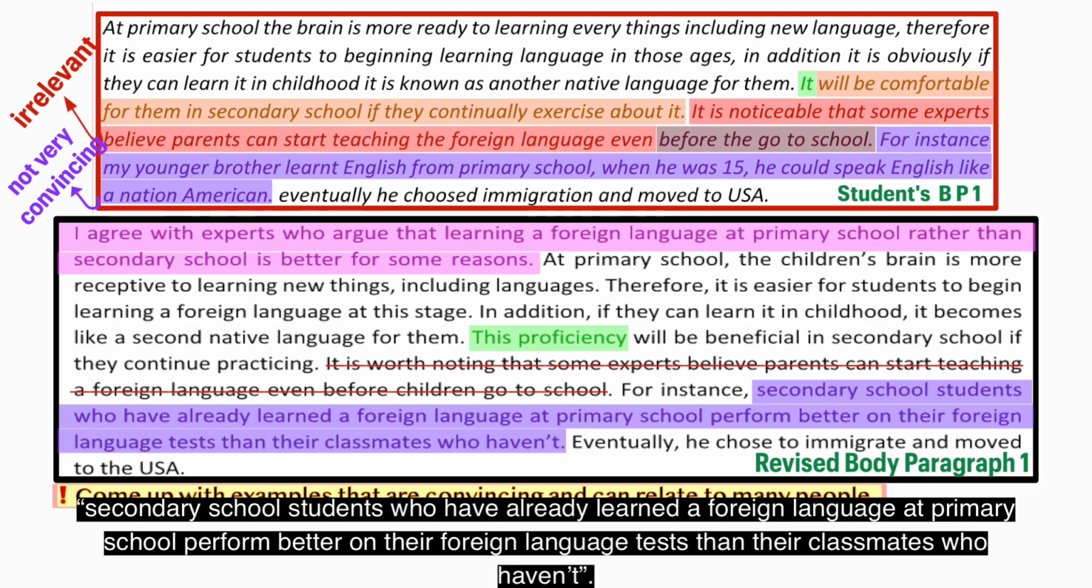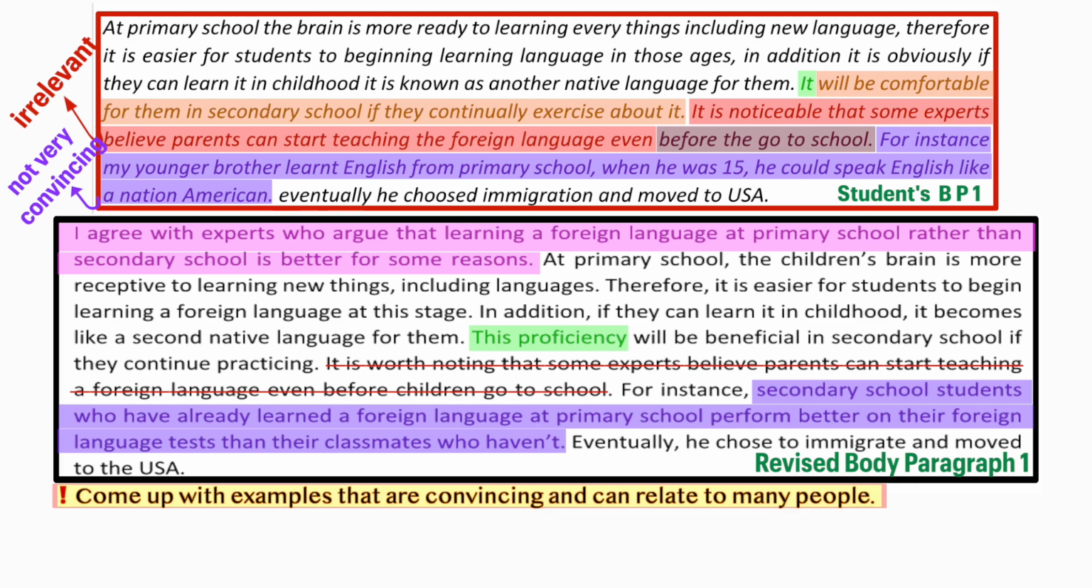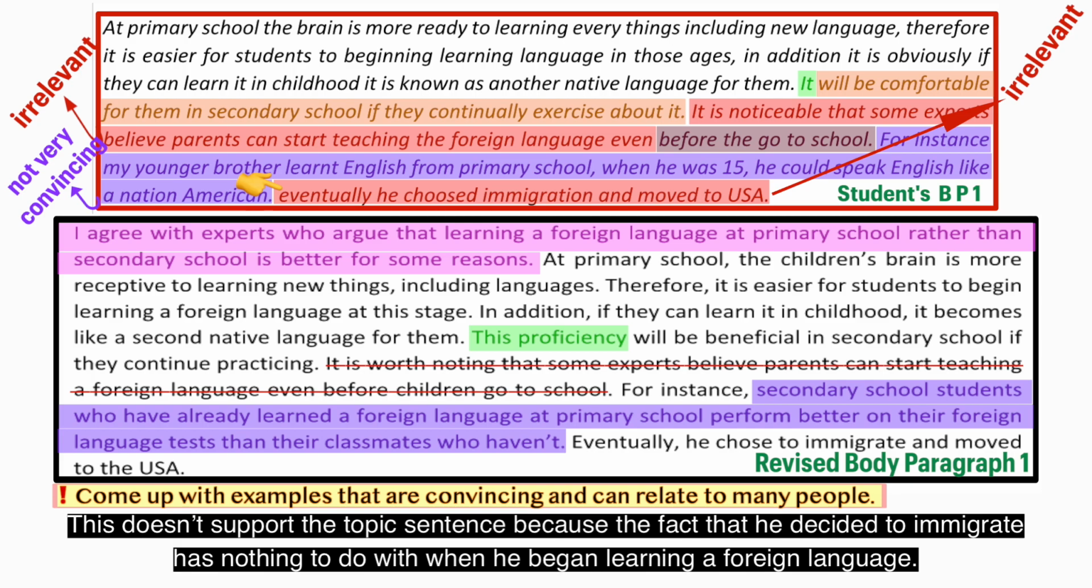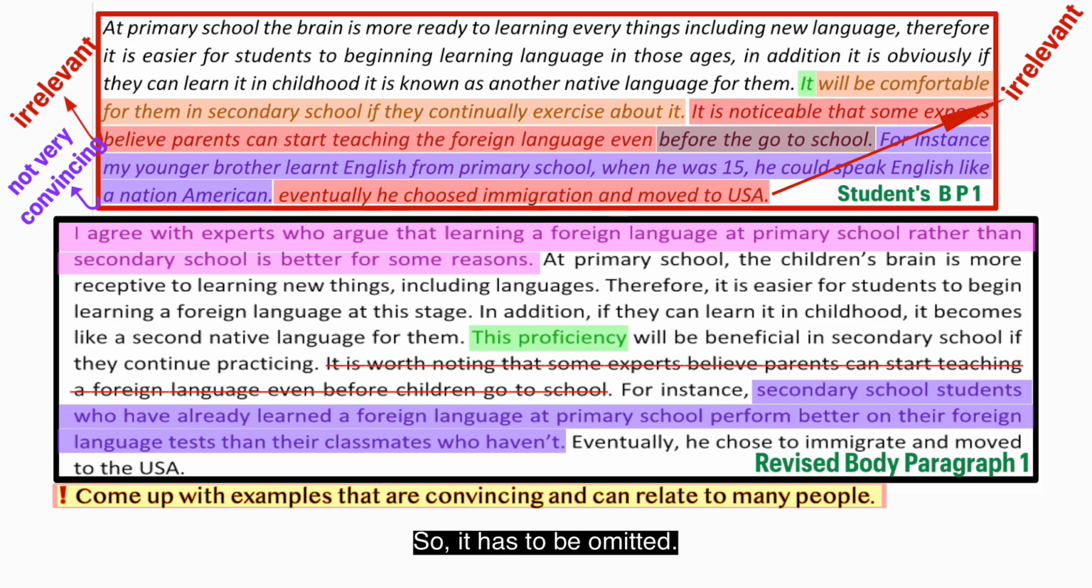Secondary school students who have already learned a foreign language at primary school perform better on their foreign language tests than their classmates who haven't. Finally, in the last sentence of this paragraph, the writer gives another irrelevant idea by saying, "Eventually he chose to immigrate and moved to the USA." This doesn't support the topic sentence, because the fact that he decided to immigrate has nothing to do with when he began learning a foreign language, so it has to be omitted.